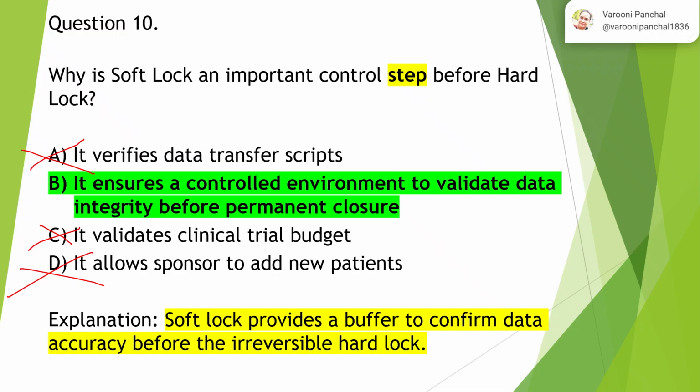So the soft lock is nothing but a lock that happens temporarily, where you can make changes to the database provided you have the rational reason and provided the sponsor has approved. Hard lock is the kind of lock in the database where it is permanently locked and you cannot unlock it once it is locked and the hard lock approval has been received from the sponsor. So the soft lock provides a buffer to confirm data accuracy before the irreversible hard lock. So the correct answer is option B.